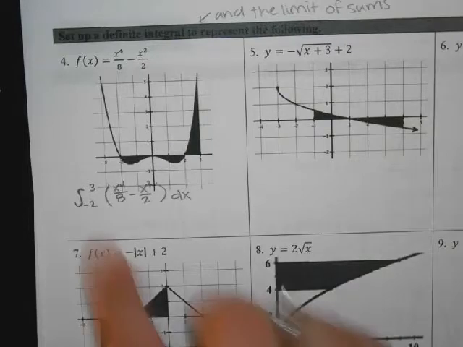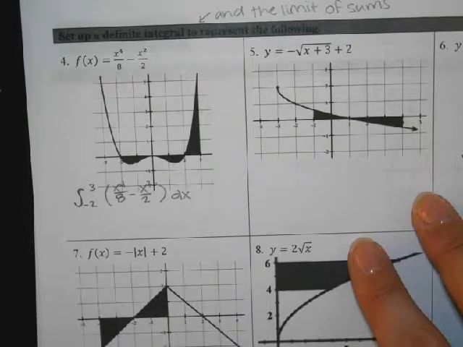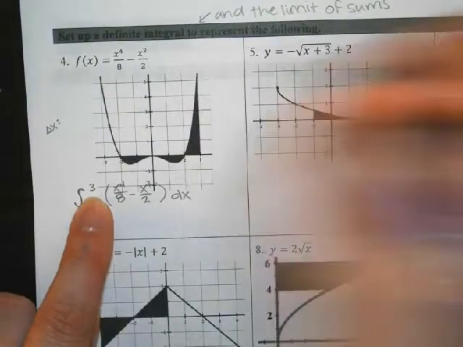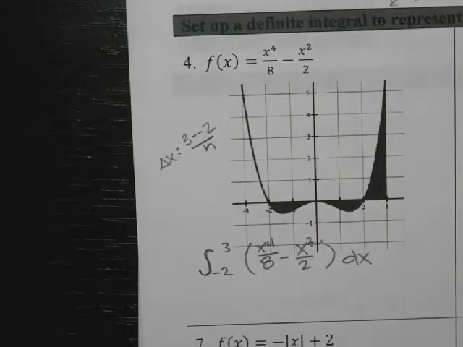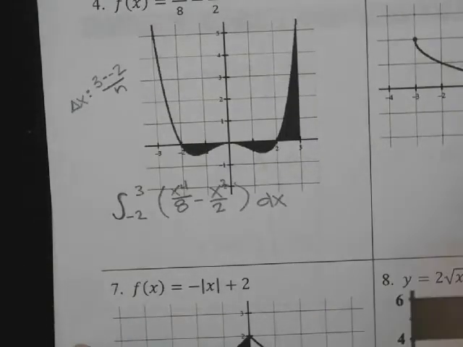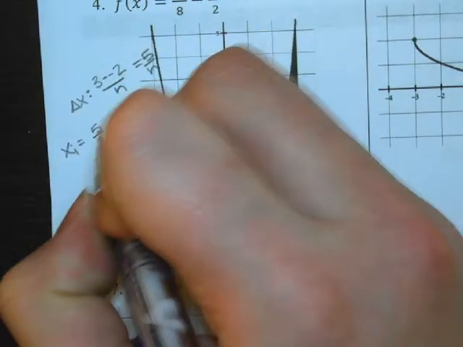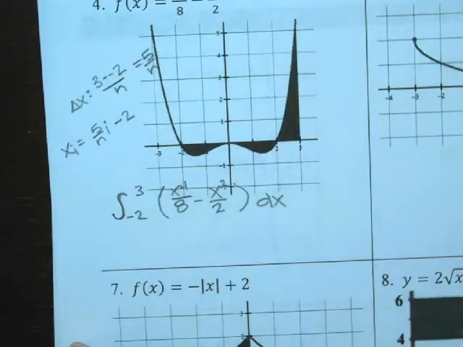Okay? X to the 4th over 8 minus x to the 2nd over 2. That's our integral. I also want you guys to write the limit of sums. So what information do I have to find to do the limit of sums? Delta x. So that is b minus a over n. That's going to be 3 minus -2 over n, so 5 over n. And then what's our xi? 5 over n times i, plus -2, or you could just write -2.